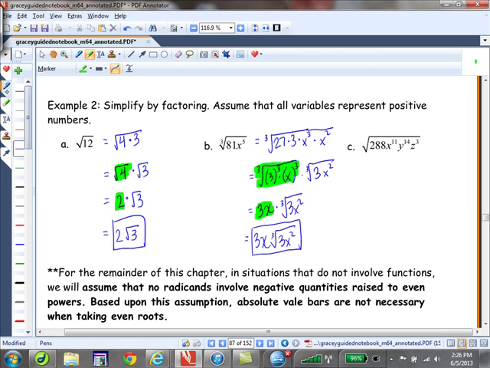And 27 times 3, actually, I'll show you. The 27 is here with the 3 cubed. Okay. So next up, we have a square root. So we want perfect squares.